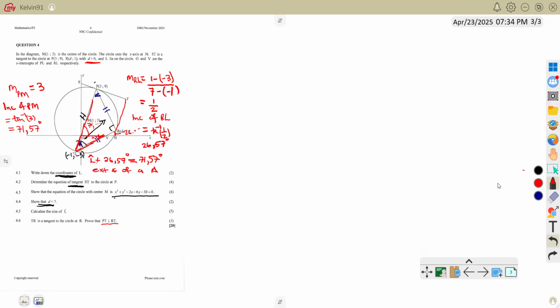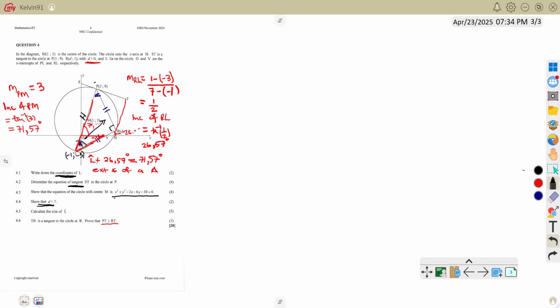analytical geometry. For us to prove that those lines are perpendicular, we need the gradient of this line and the gradient of this line. But unfortunately, we do not have the coordinates of T for us to be able to calculate this gradient. So we have to employ other means. In this particular case, we are going to go back to Euclidean geometry and apply Euclidean geometry.